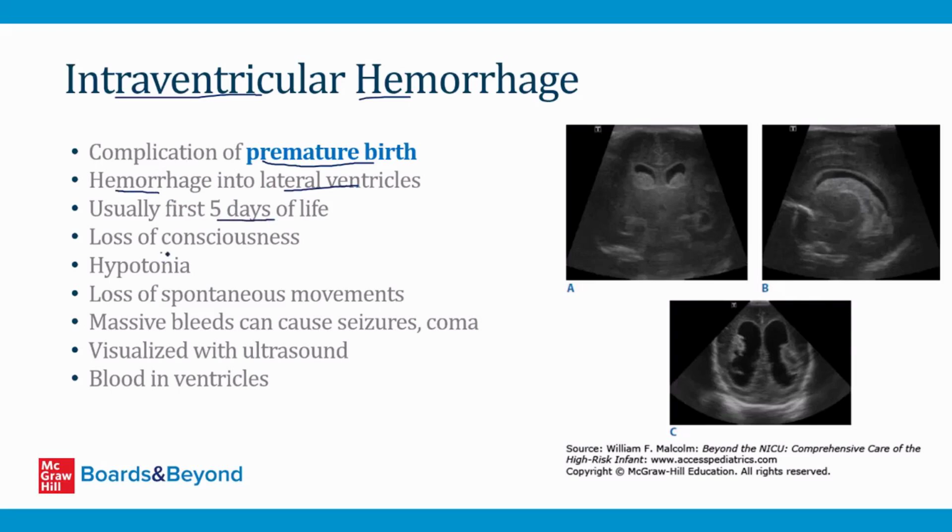It presents with loss of consciousness and hypotonia and loss of spontaneous movements in the baby. If the bleed is very large, it can also cause seizures and coma. The blood is usually easy to visualize with ultrasound, and what you will see is blood inside the ventricles. And so if you look at these images on the slide, these are all ultrasound images of premature babies. In this one in the top left, these are the two ventricles here, and this represents a collection of blood inside each of the ventricles.